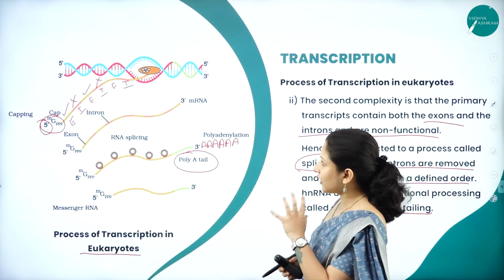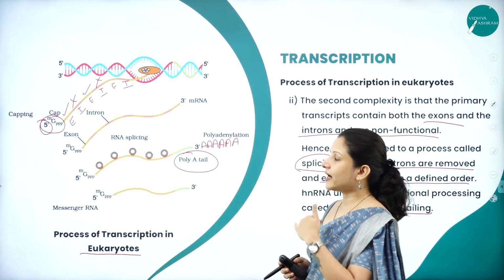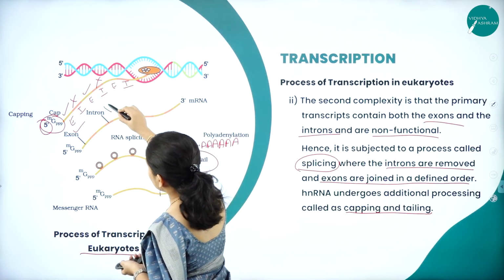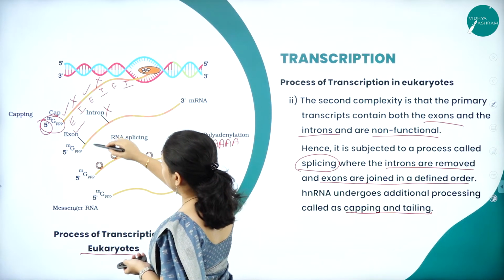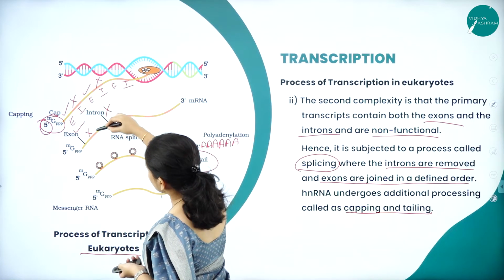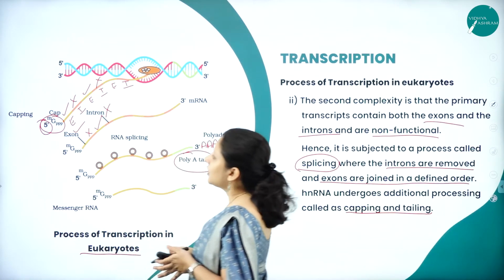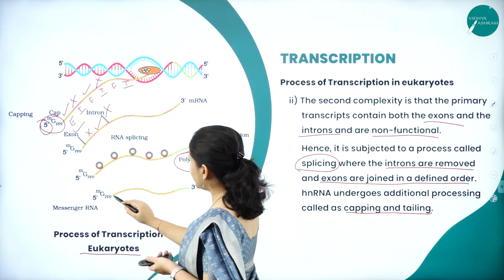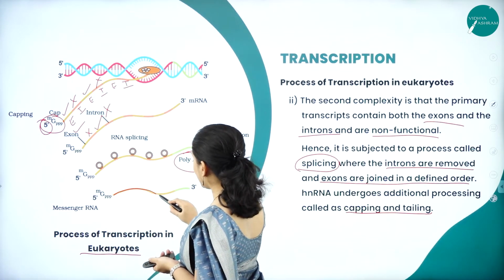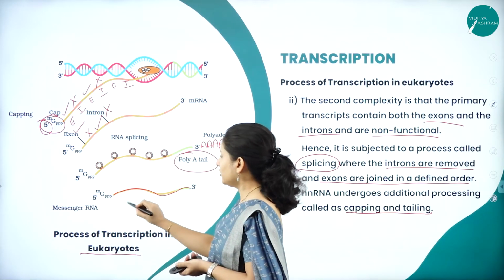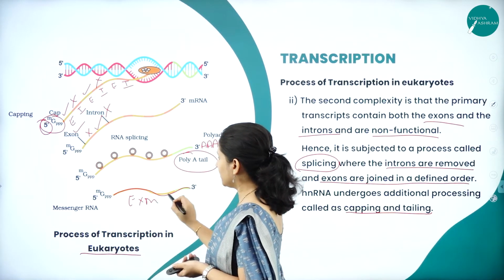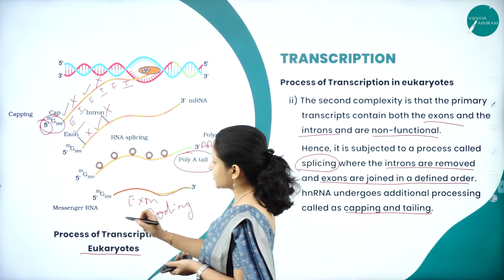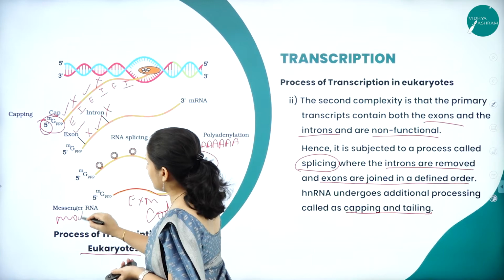Capping will occur, wherein methyl guanine triphosphate will form a cap at the 5' end of the nascent mRNA. After it forms a cap, RNA splicing will occur, wherein all the exons will be retained and introns will be removed. So that is how it occurs. The gap that is there has to be filled, and now if you can see here, at the end, only the exon will be retained. That is, the coding strand will be retained. Now this messenger RNA is a mature mRNA.